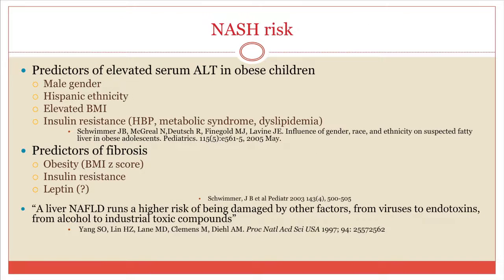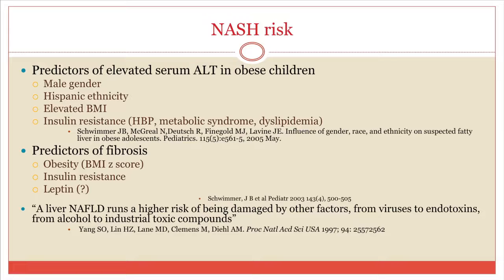So predictors of elevated ALT in obese children look like they're going to be male gender, Hispanic ethnicity, elevated BMI and insulin resistance, but you can't tell from looking which kids are going to have NASH and which kids aren't unless you measure their liver enzymes and ultimately biopsy them, which is the ultimate diagnostic test.